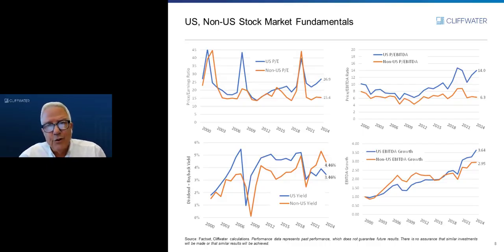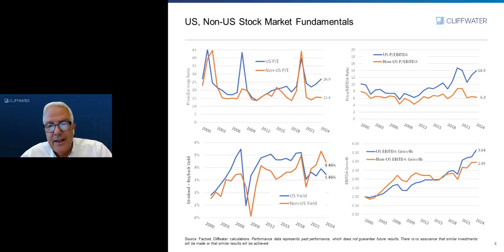Just quickly, I introduced this slide on the last call on the same theme of U.S. versus non-U.S. The point here being on the top line, whether you're looking at price earnings ratios or price to EBITDA, the U.S. is expensive. A higher PE, higher EBITDA ratios, no doubt about that. There's almost a 50% sale on non-U.S. stocks.